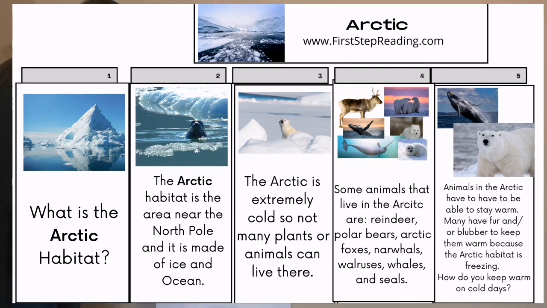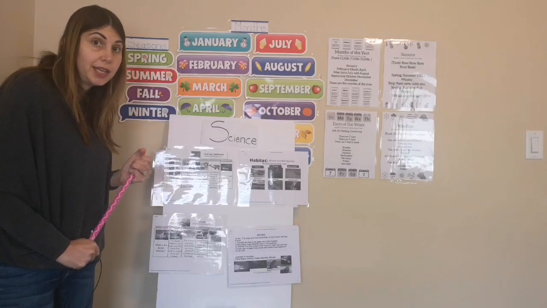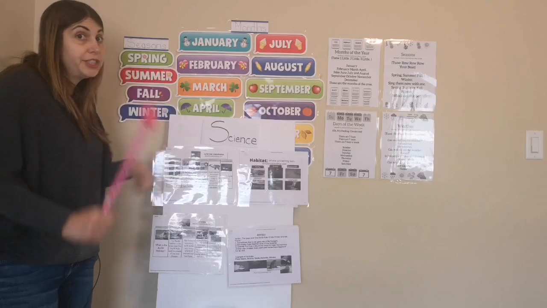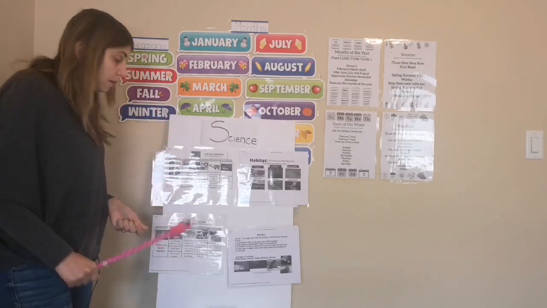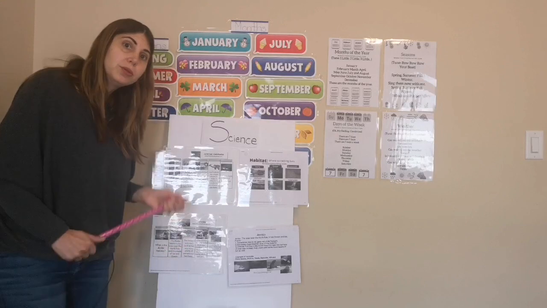But some animals that live in the Arctic are reindeer, polar bears, Arctic fox, narwhal, walrus, whales, and seals. Animals in the Arctic have to have fur and or blubber to keep them warm because the Arctic habitat is freezing. How do you keep warm on cold days? So the Arctic habitat is always freezing. So the animals that live there need to have special bodies that can keep them warm. Because when we're cold, we put on jackets and hats and mittens and boots. But animals don't wear clothes, so they have to have special bodies that are made for cold weather in order to live in the Arctic.